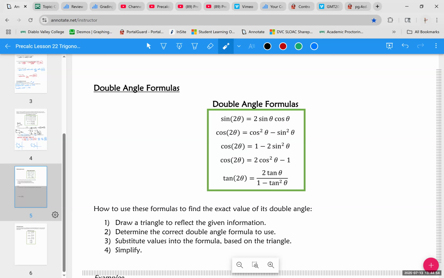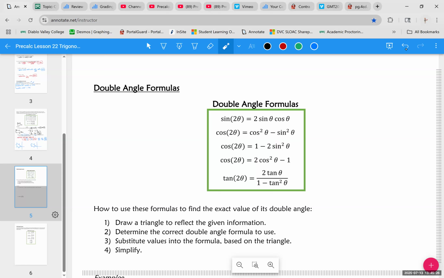There are 3 of them because cosine of 2 theta is equal to cosine squared minus sine squared. But then you can use a Pythagorean substitution. So let's say you said, I'm going to get rid of cosine squared and use 1 minus sine squared for that instead. Then you would have 1 minus 2 sine squared. Or say you substituted out the sine squared for 1 minus cosine squared. Then you would have 2 cosine squared minus 1. So again, if you just memorize the first one and know how to do the substitutions, you can get the other two.